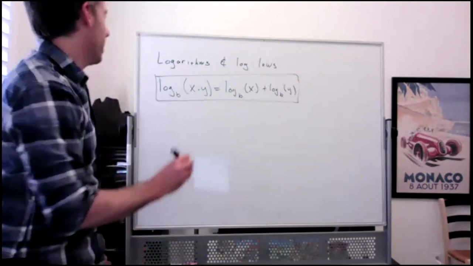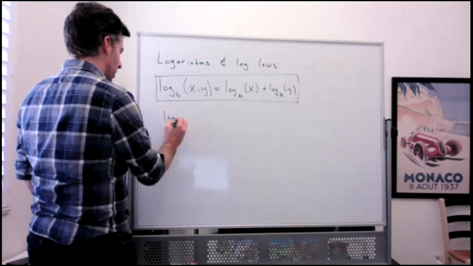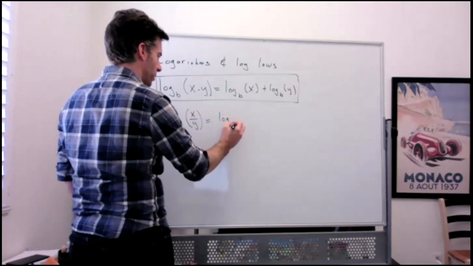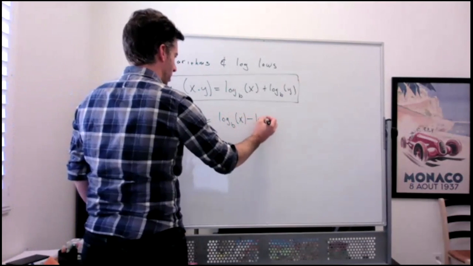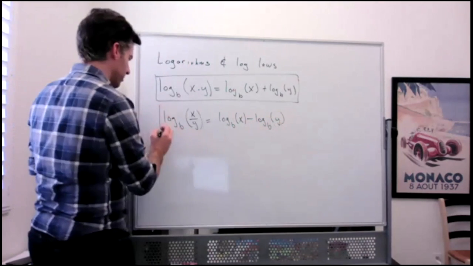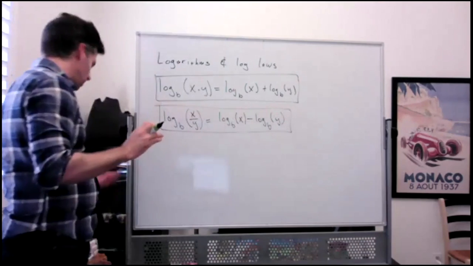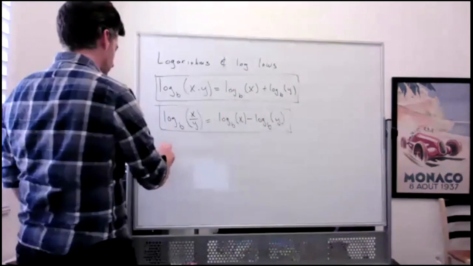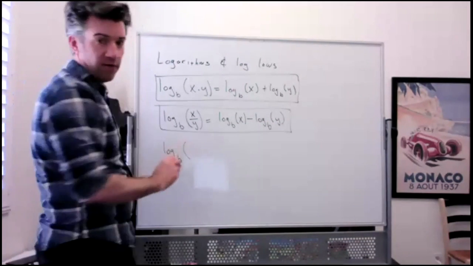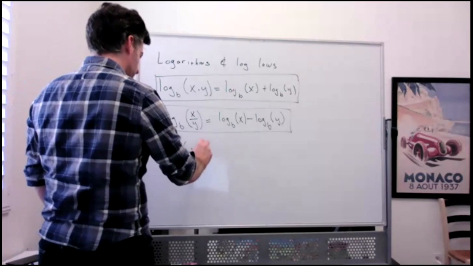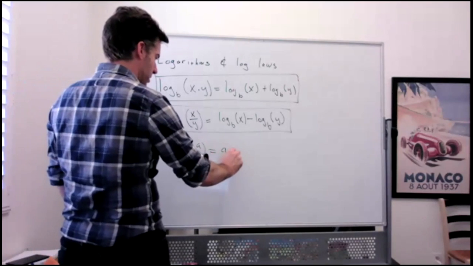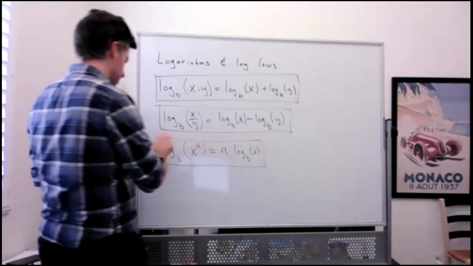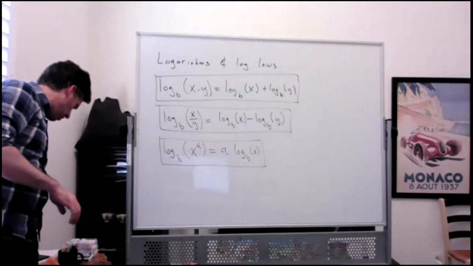Then we have the next one: log base b of x divided by y is equal to the log base b of x minus the log base b of y. In a similar way, we often call this the quotient rule for logarithms. And finally, the third one is that log base b of x to some power a is equal to that power a times log base b of x. That's often referred to as the power rule for logarithms.